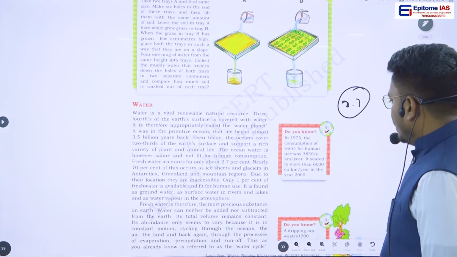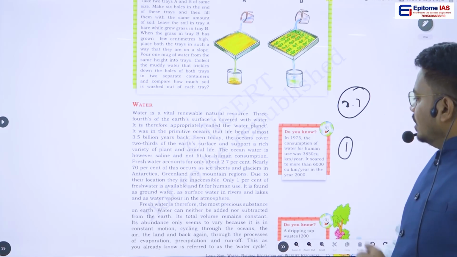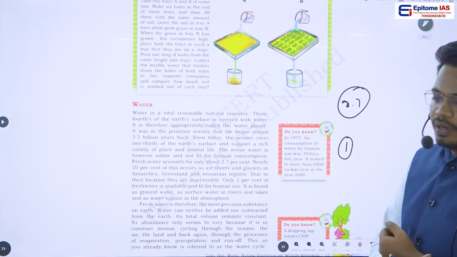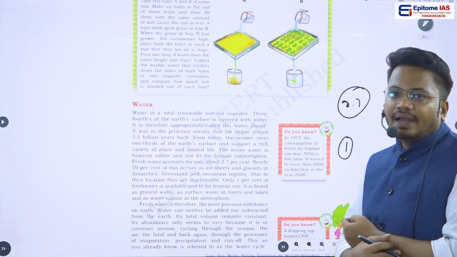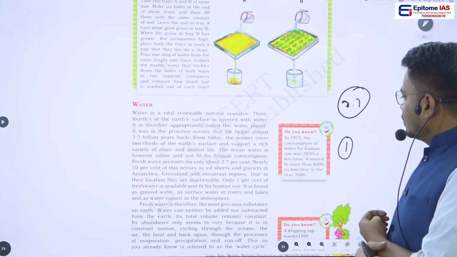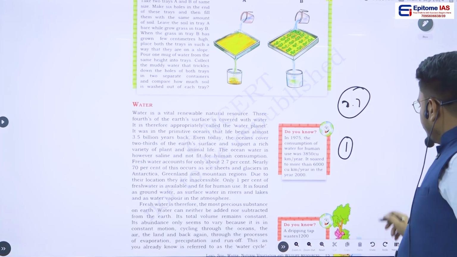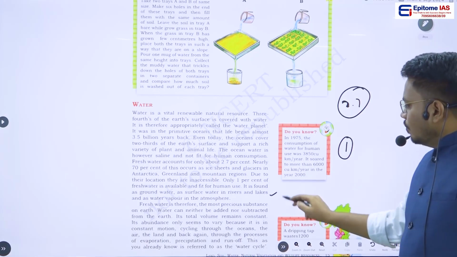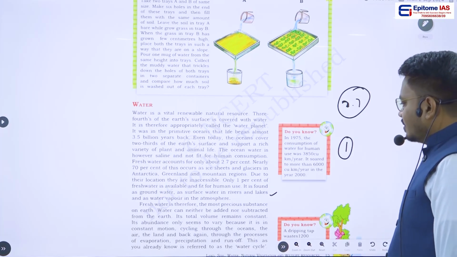Only 1% of water is available for human beings, and only this 1% of fresh water is fit for human use. And even this 1% of water is found as groundwater. And surface water will be there in rivers as well as lakes.